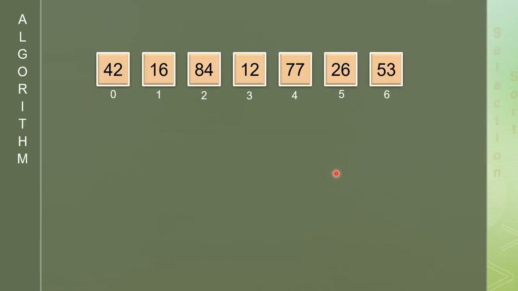Now we are going to see the algorithm. Here you can see the list of elements. You have a total of 7 elements, which are in an unsorted way. Now you can see the index values of the elements. So it is 0 to 6. These are the index values.